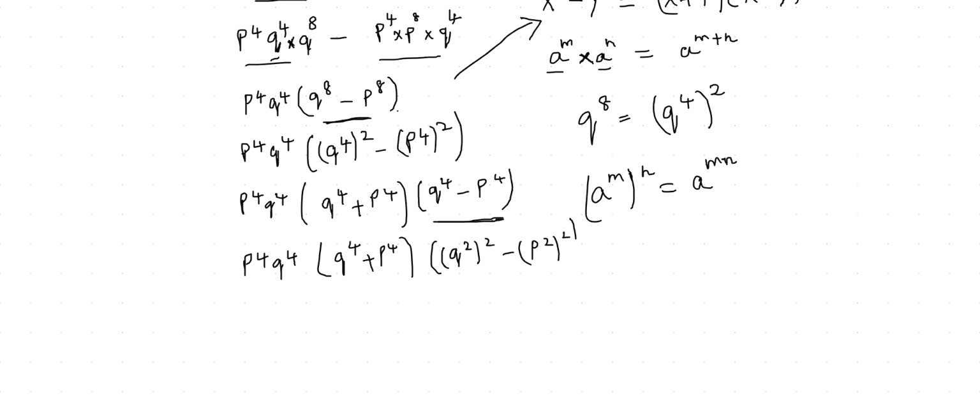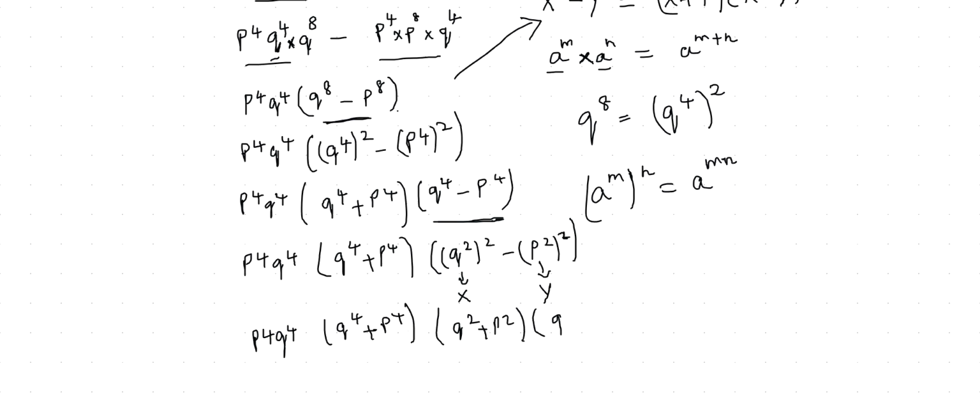This is again of the form x square minus y square. So your x is q square and your y is p square. So x square minus y square is x plus y into x minus y. For the next step, you just need to expand that and write. All the remaining terms are the same; only the last term I'm going to write as q square plus p square into q square minus p square.